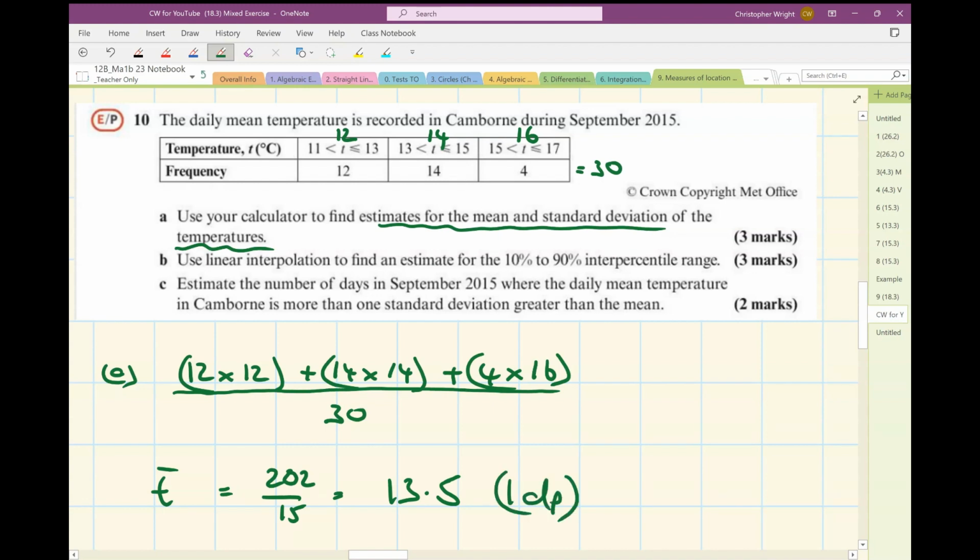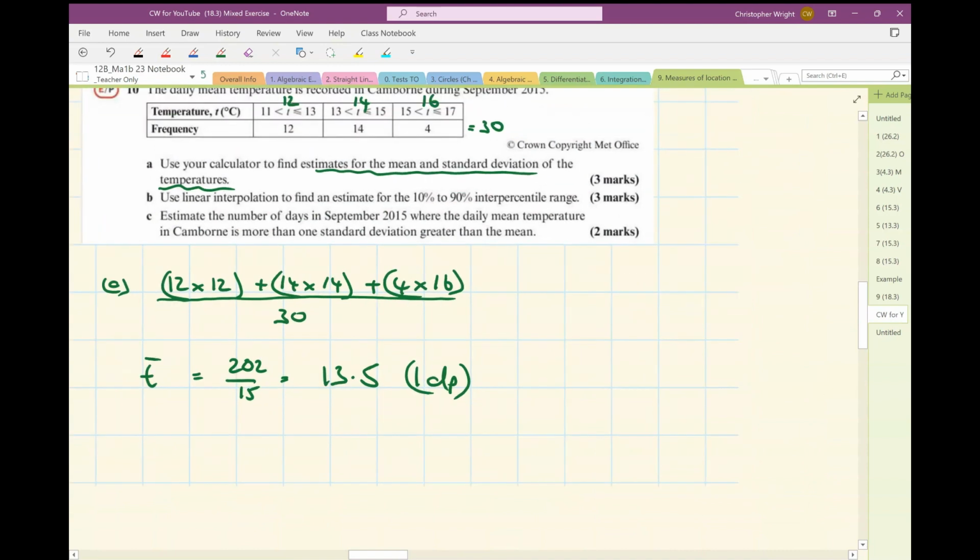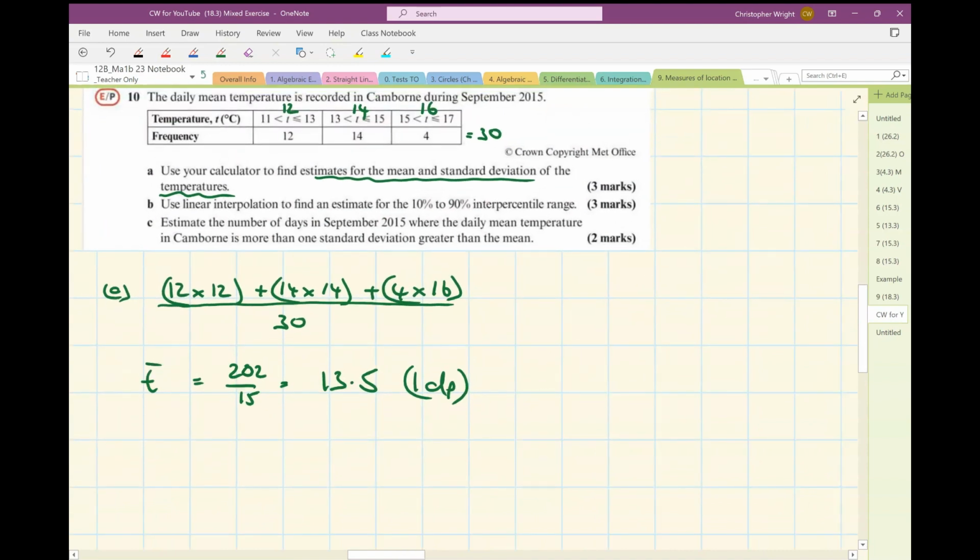Good. That's part A half done because now I have to find an estimate of the standard deviation. So I know the mean is 13.5. First of all, for the standard deviation, I better find the average of the squares. I'm not sure quite how one is supposed to write this, but I'm going to write t squared bar. This is the average of the squares, right?